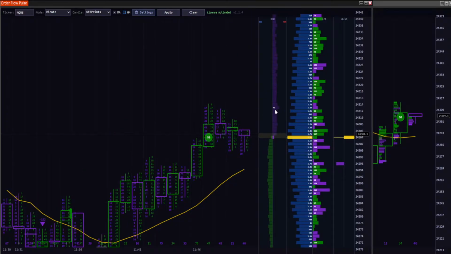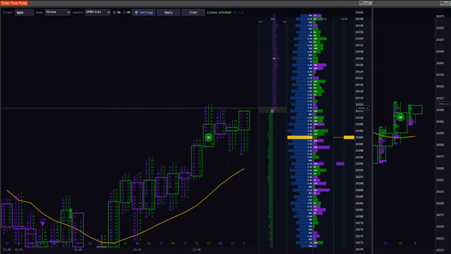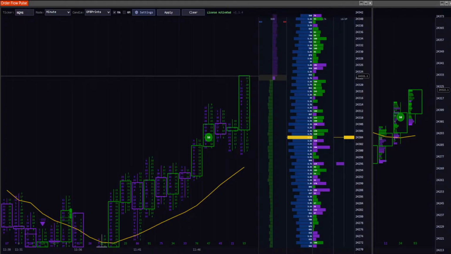Yeah, 46 offers sitting there at 314. Got 44 sitting up there around 314 up in this area, and now, nope, they just moved up to 320. We got Delta coming in.